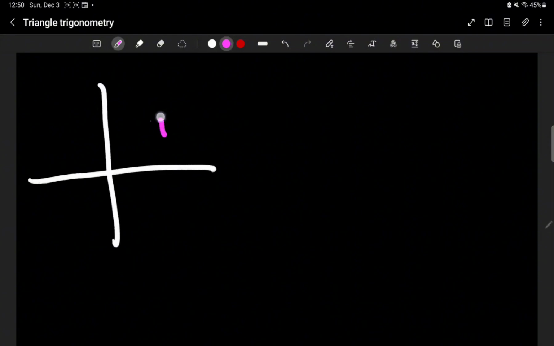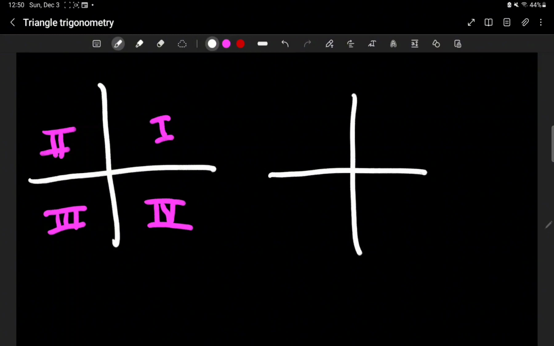First of all, let's talk about the quads. So, like I said earlier, these are quads. The first one, quadrant 1, this would be quadrant 2, this would be quadrant 3, and this would be quadrant 4. For quadrant 1, x and y values are always positive. For quadrant 3, they're always negative.